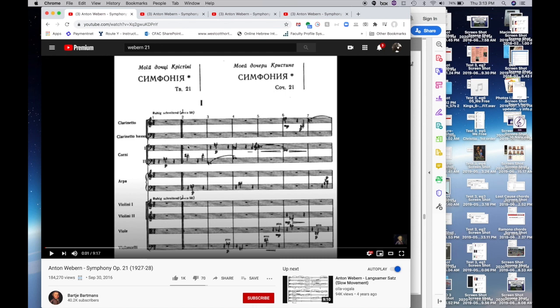Now, a couple of other things to think about. It's called a symphony, but there are a lot of things missing. It only has 2 movements. This is 1927, 28. Think of the symphonies that had preceded this.